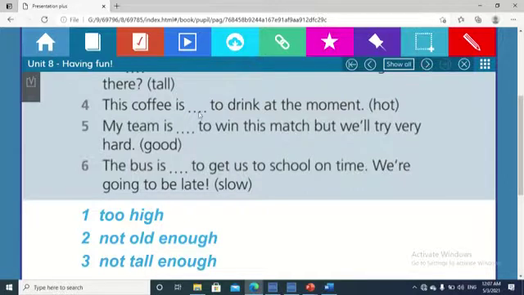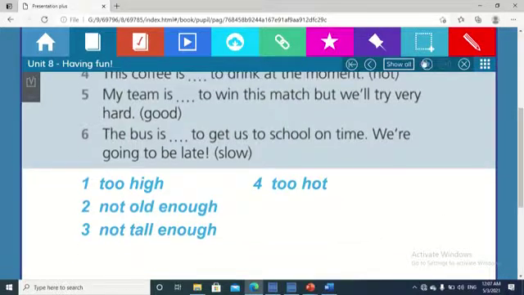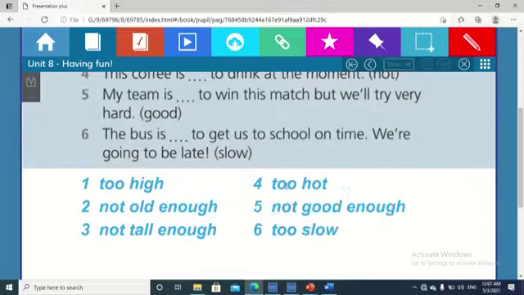Number 4, the coffee is too hot to drink at the moment. We want it, it's hot more than we need. So we will wait for it to be colder. Of course, number 5 and 6, not good enough and too slow.